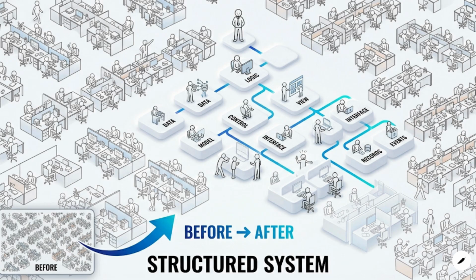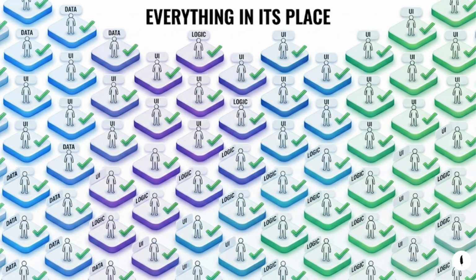AngularJS. Suppose you are managing a large office with many workers. Instead of telling each person every tiny task, you create a structured system where responsibilities are already organized. Everyone knows where things belong.